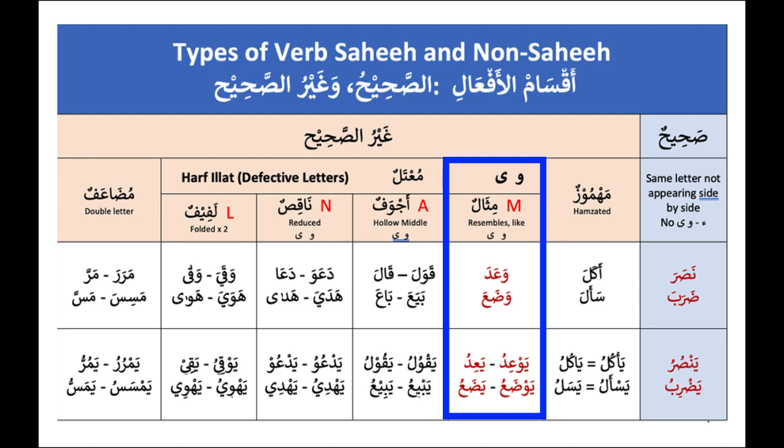Mithalun or mithal. These are the verbs where harf illat, one of these two, waw or ya, will appear at the beginning of the verb. And you can see the examples, wa'ada, wa'da'a. Similarly, the original of the Mudariyo format of wa'ada would be yaw'idu, but after tabdil process, it is ya'idu.